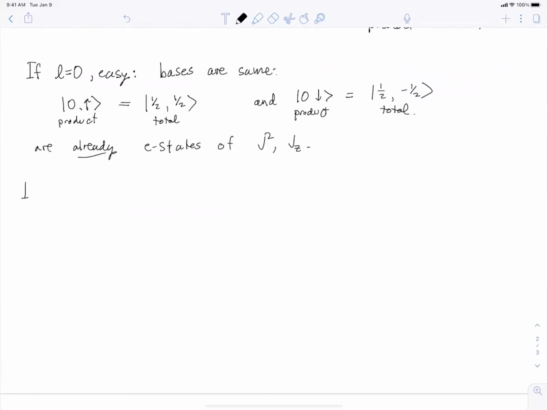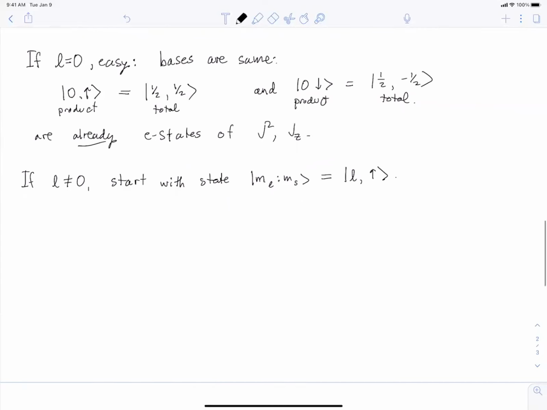Now let's do the case where L is not 0. And so what we're going to do here is we're just going to start with a strategically chosen element of the product basis. Namely, we're going to start with the state which has M_L, M_S equal to the largest things that it can possibly be, which for M sub L is equal to L, and for M sub S is going to be up arrow.